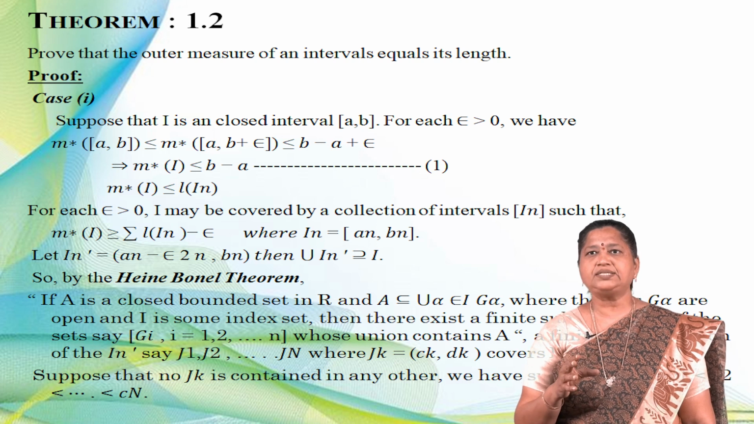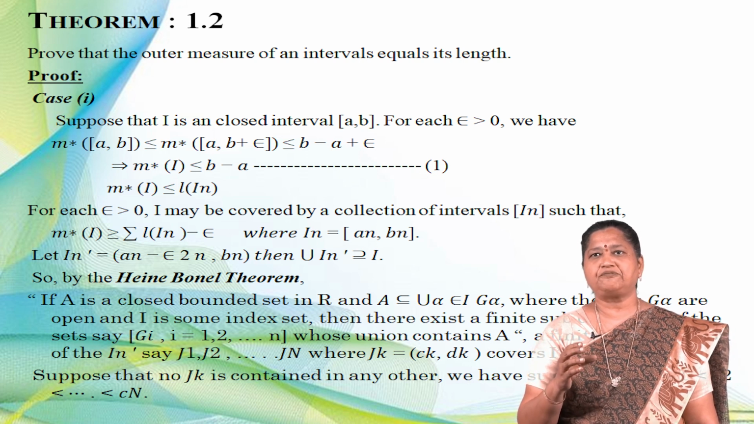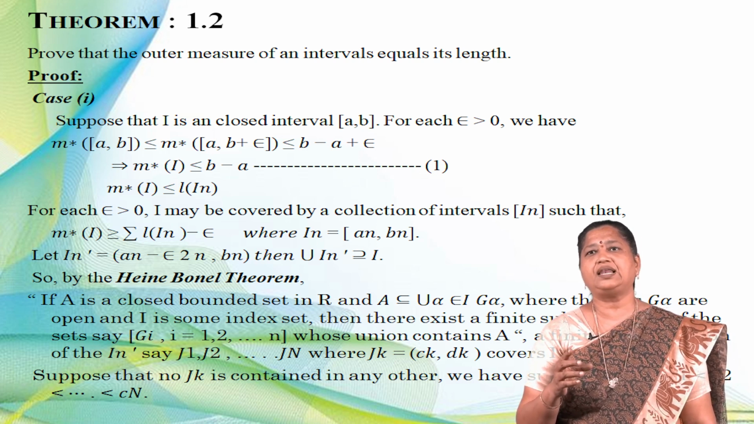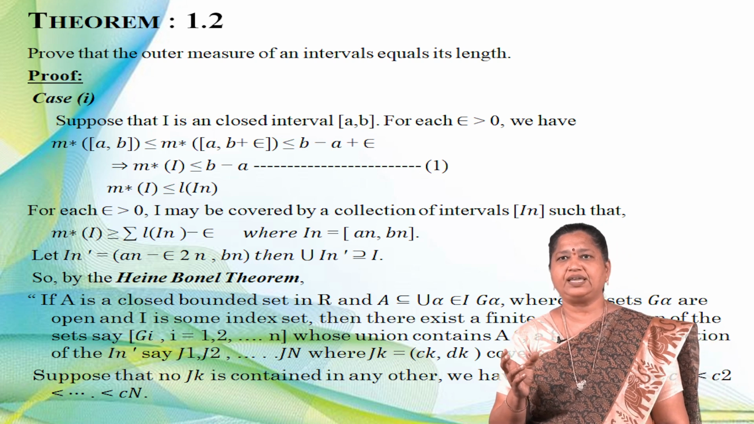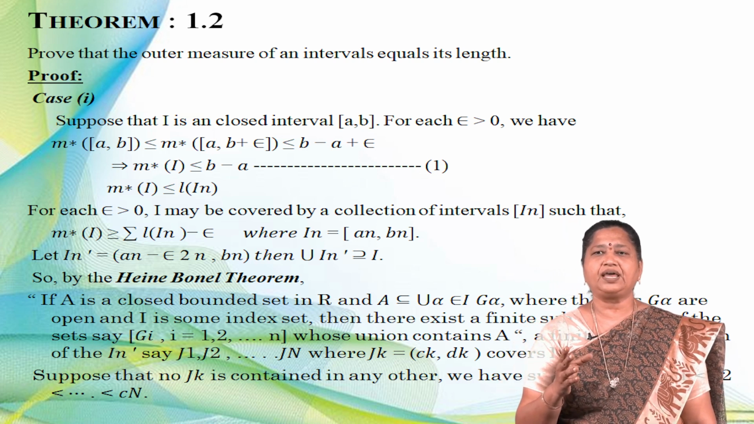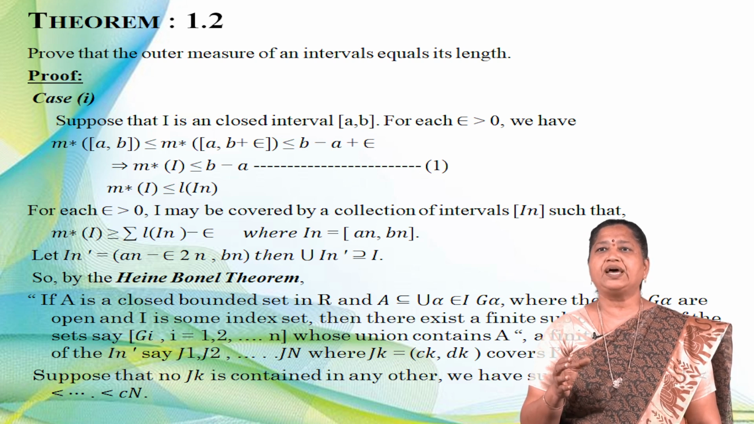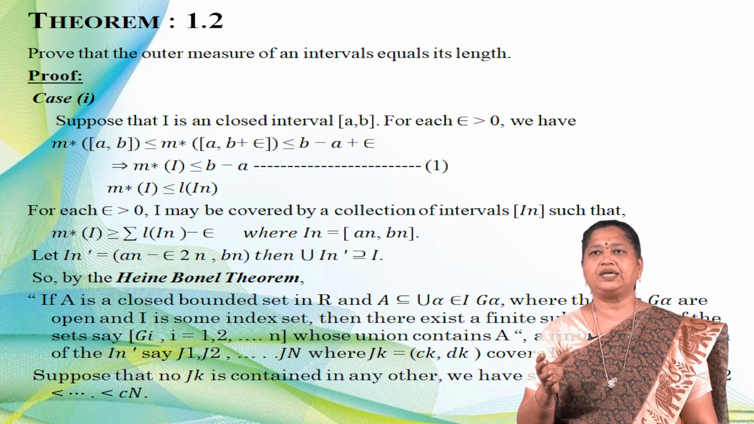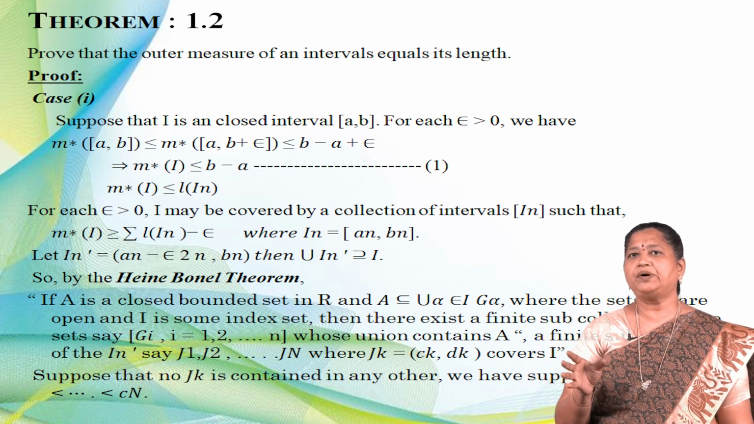So this implies m star of I is less than or equal to b minus a, that is equation 1. From this we will say that m star of I is less than or equal to L of I. Next, for every epsilon greater than 0, I may be covered by a collection of intervals In such that m star of I is greater than or equal to the summation of L of In minus epsilon, where In is equal to An, Bn. In is nothing but the closed interval An comma Bn.